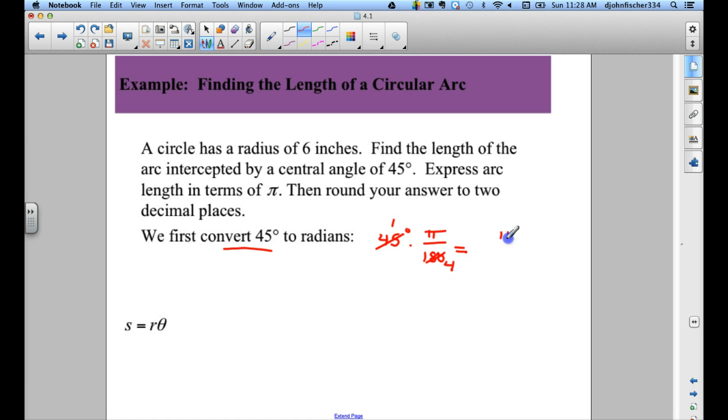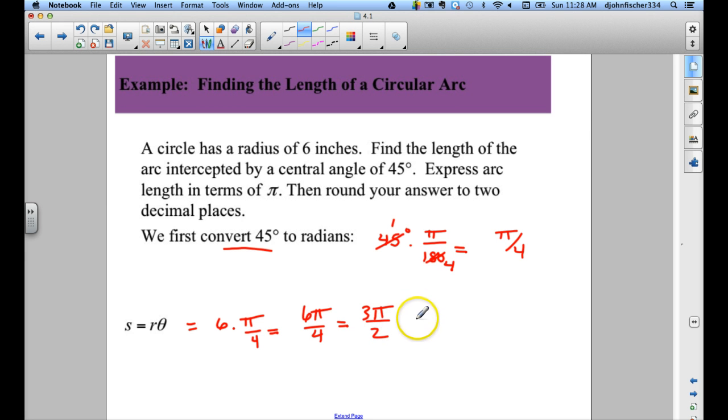And we're going to get that 45 degrees is pi over 4. Now if we're going to do our arc length, we're going to take our radius, 6, times pi over 4. So we're going to get 6 pi over 4, which is 3 pi over 2.